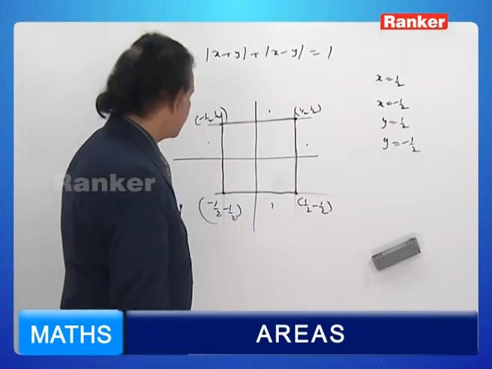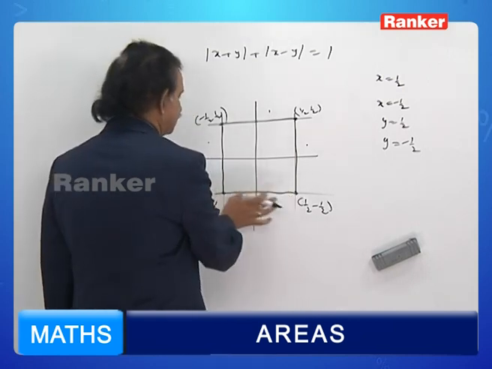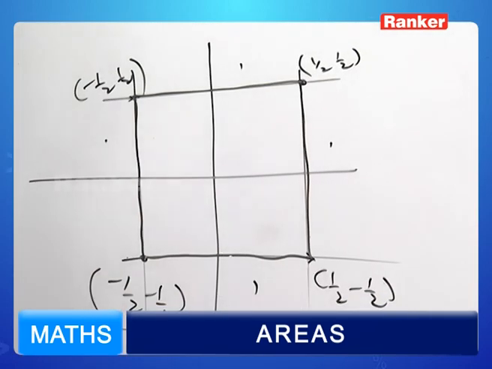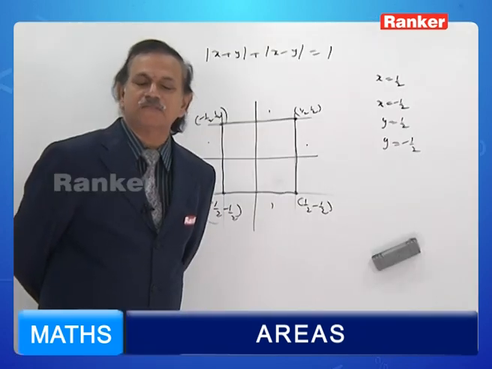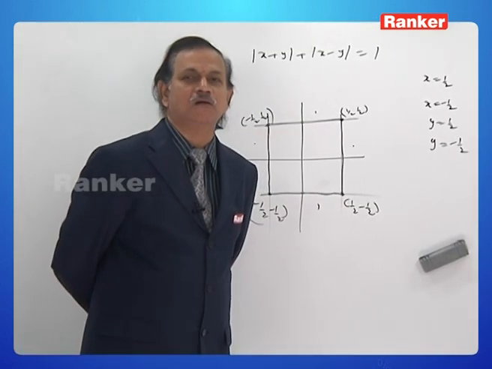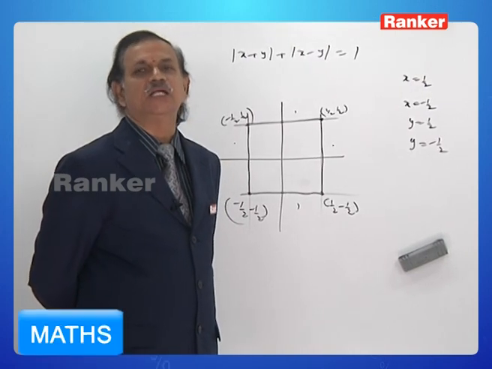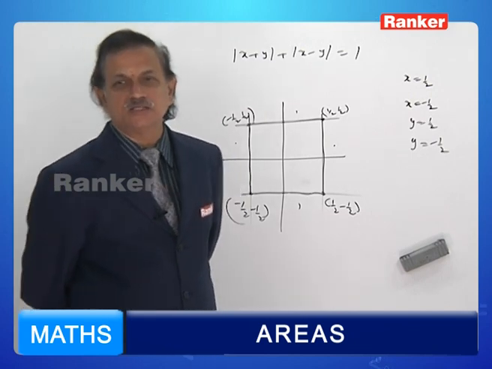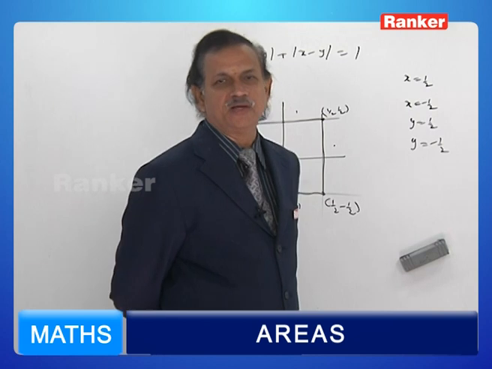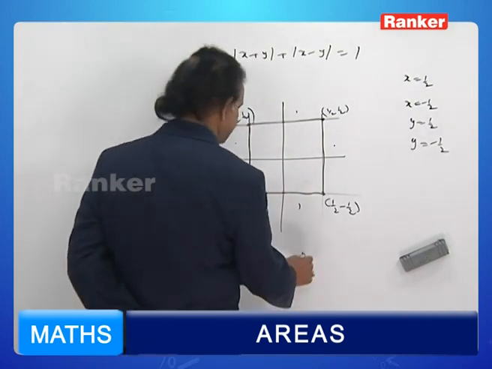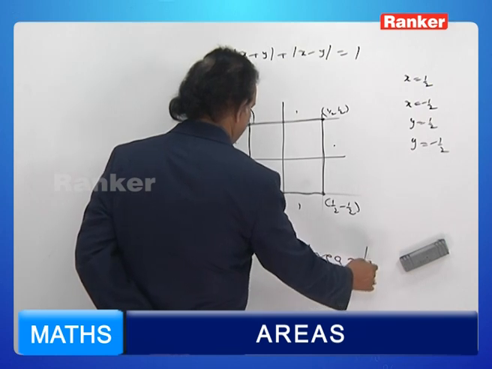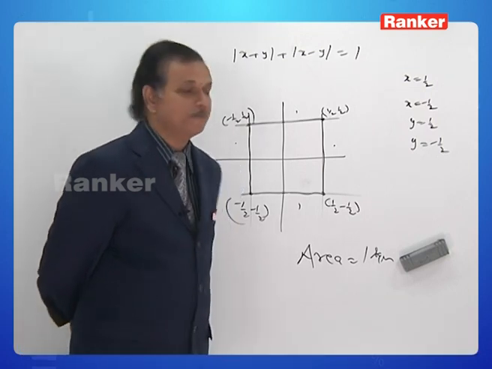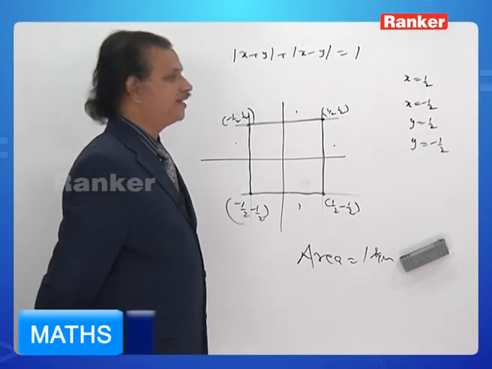What is the distance between these? Half, half, so 1. Or else you just find the distance, half minus of minus half is 1. So the diagram obtained by plotting all the straight lines given in the data is surely a square in which each side is of length 1 unit. Hence the area is 1 square unit. So the required area is 1.